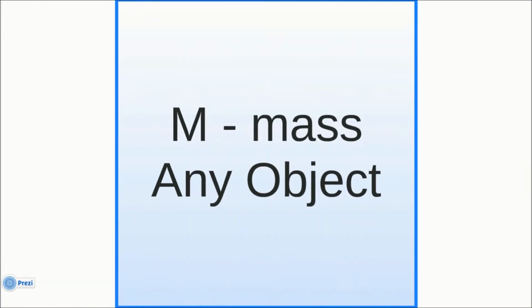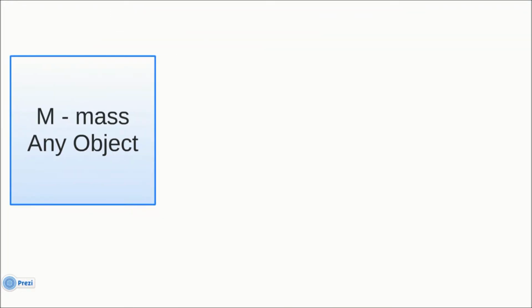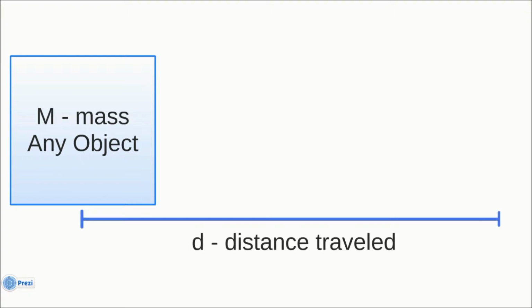Let's take a look. Now, this blue square could represent any object, from anything as small as a hydrogen atom to anything as big as the entire Earth and beyond. M represents the mass of the object. Now, apply this object to empty space. Say we want to make it move a certain distance. Maybe it's a football moving toward a goal, or a spaceship traveling through outer space. The distance it travels we'll represent as d.